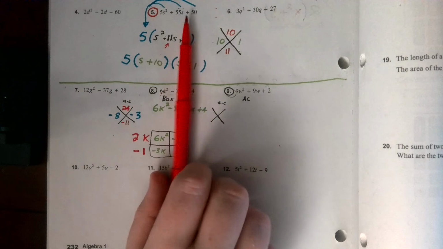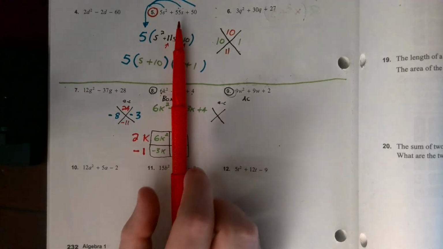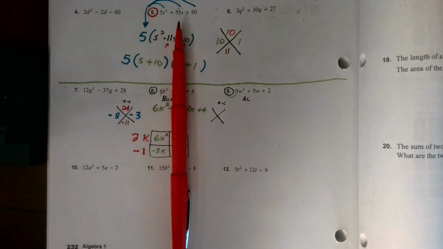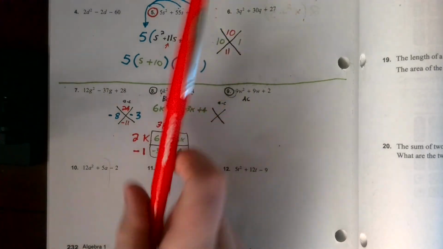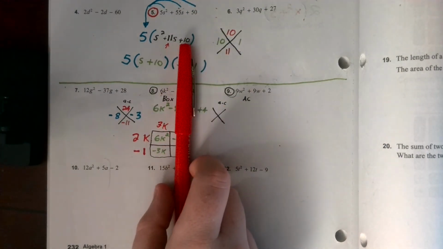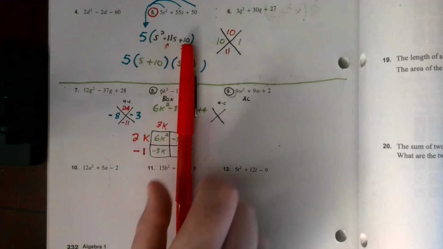Let's do the columns. What do 6k squared and negative 3k have in common? Well, both can be divided by 3 and both can be divided by k, so we write 3k. Again, it wouldn't be negative because our 6k squared, our higher degree term, is not negative.